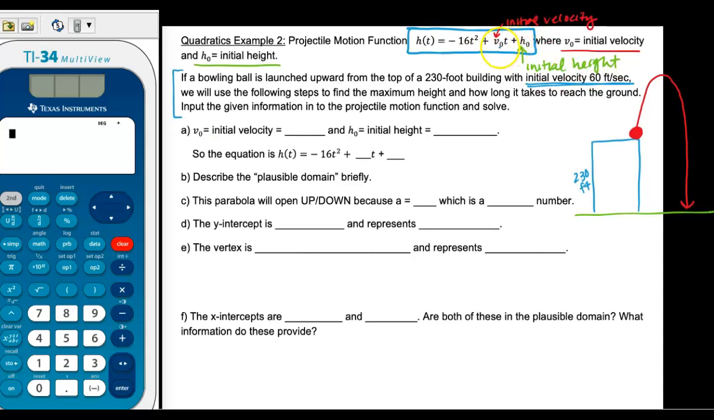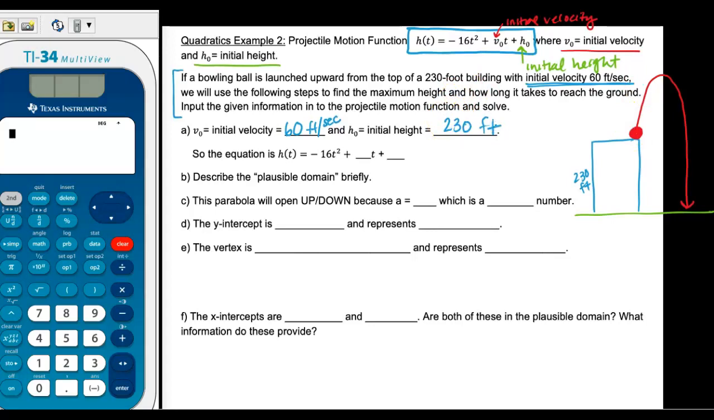So we talked about v sub 0 being initial velocity. We're told in the problem that that's 60 feet per second. So I'm just going to write v sub 0, initial velocity, is 60 feet per second. When you have these kinds of problems, you want to look in the problem and figure out, well, what is that initial velocity? Write it down. And then what is the initial height? Well, the ball is starting 230 feet off the ground, so we're going to say it's 230 feet.